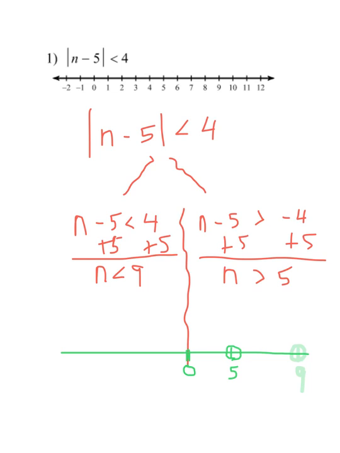So let's see. I'm going to graph n is greater than 5. Well, if n is greater than 5, it goes this way. And then I need to graph n is less than 9. So I'm going to start at 9, and I'm going to go this way. I should probably make these two lines a little thicker so you can see them.